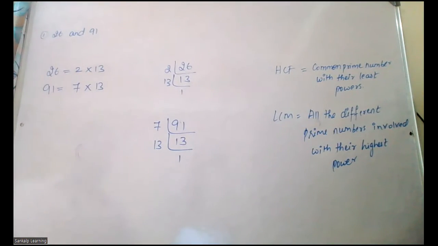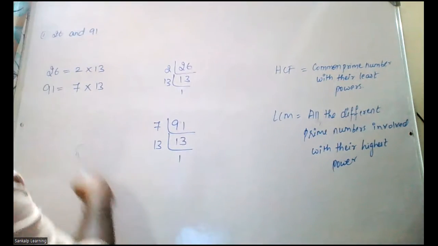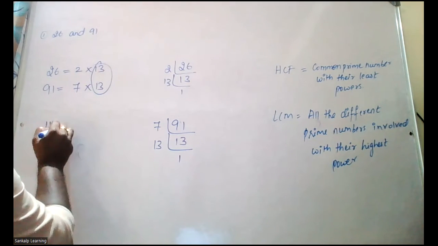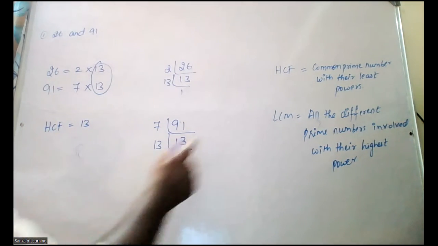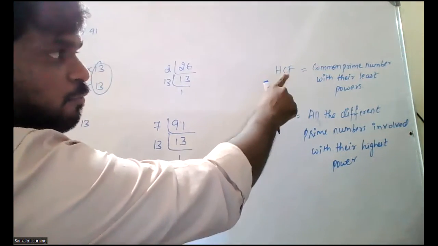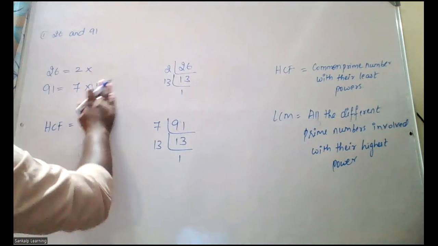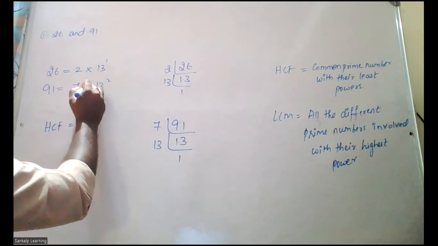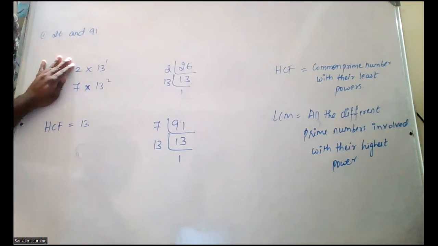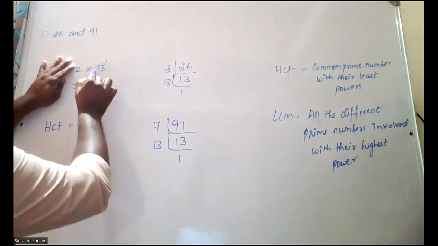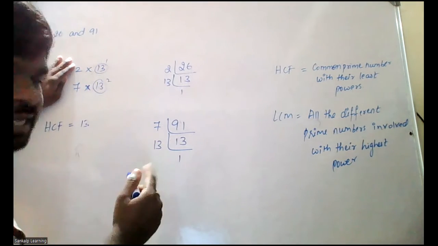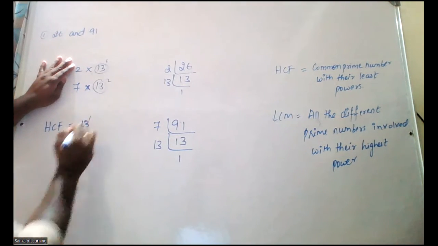Now look at the definition. How do you find HCF? Common prime number, which is a number that is common for both, 13. So the HCF will be 13. Now I've used the word common prime number with their least powers. For example, suppose you had 13 here and you had 13 square here. Which is the common prime number? It is 13. And among them, which is the least power? 13 power 1. So 13 power 1 will be your HCF.